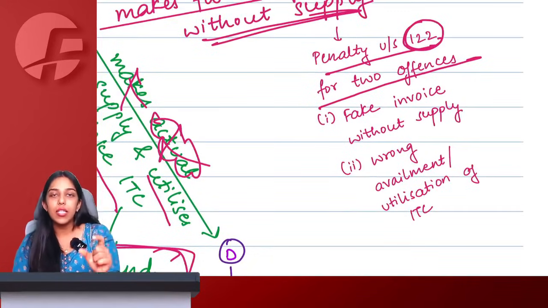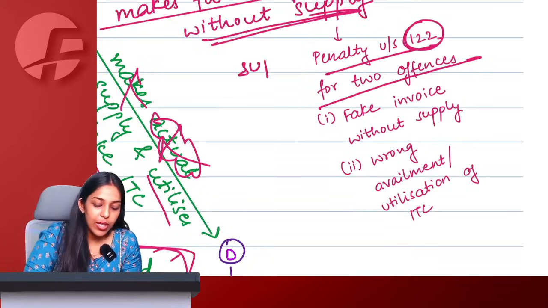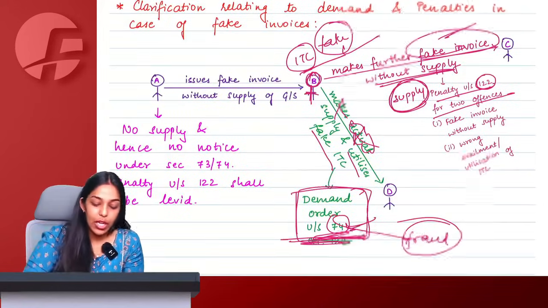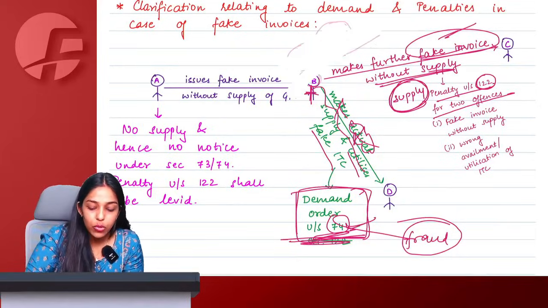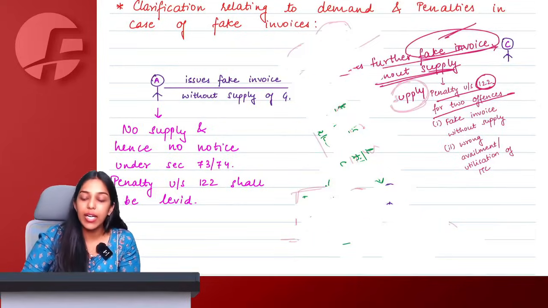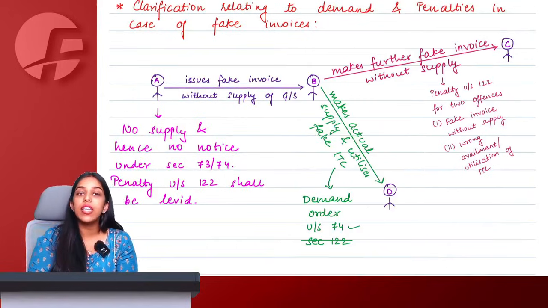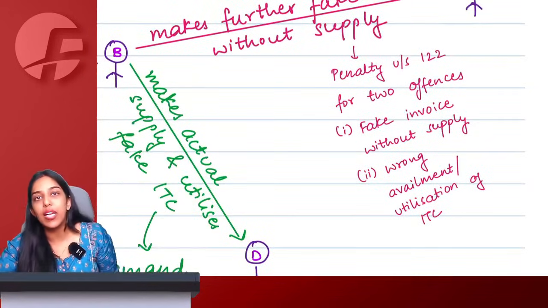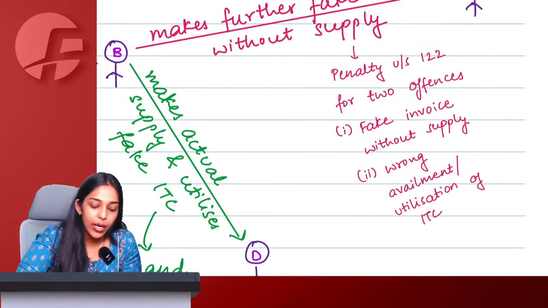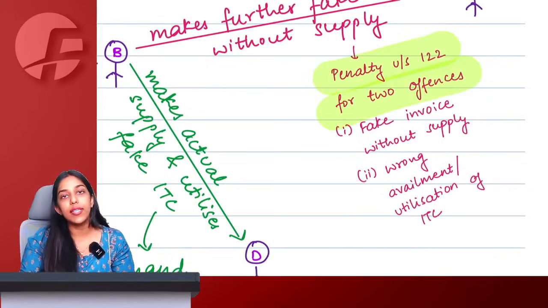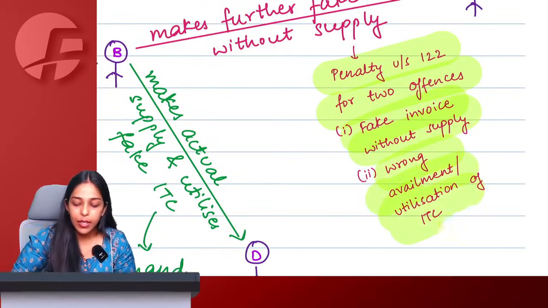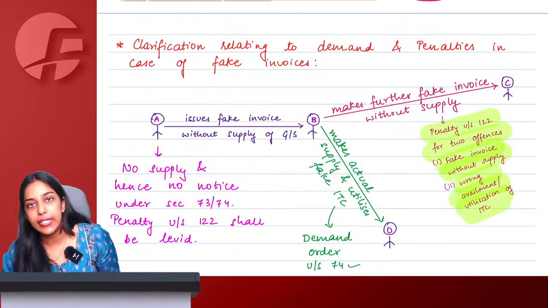See, because again this person is not doing any supply, there has to be an actual supply for section 74 to be invoked, which is happening here. Mr. B is doing an actual supply but utilizing fake ITC, then provisions of section 74 can be invoked. But if Mr. B is further doing fake supply and utilizing fake ITC, no supply made, now again penalty will be levied from you under section 122, but for two offences. One, issuing fake invoices, and second, wrong utilization of ITC.